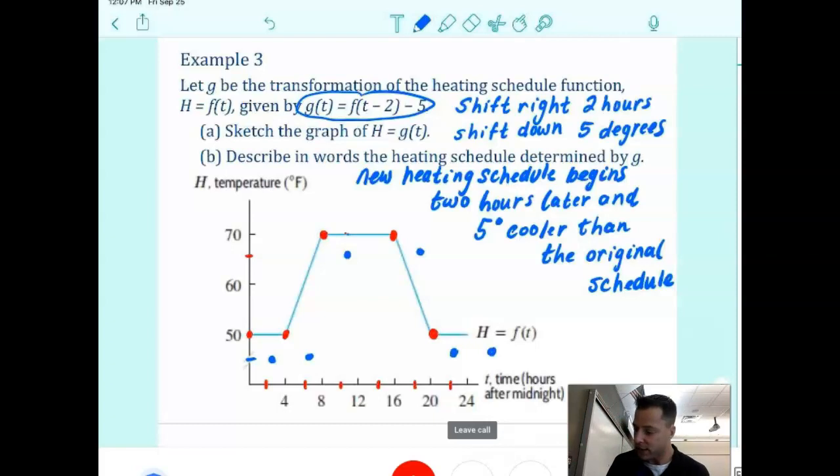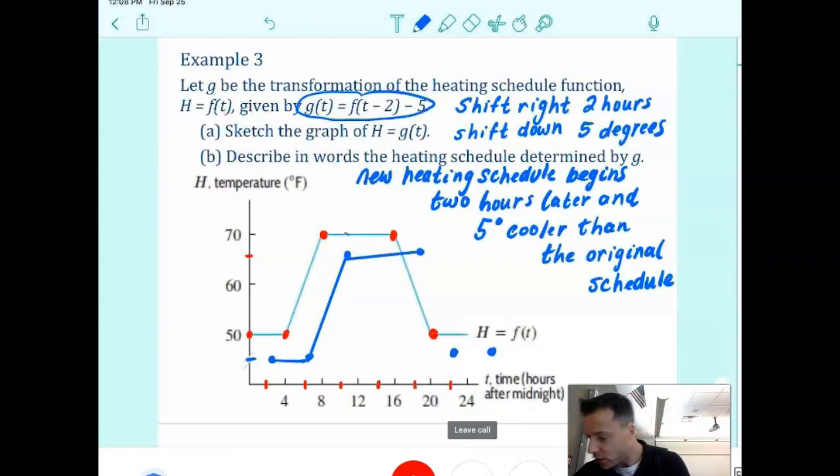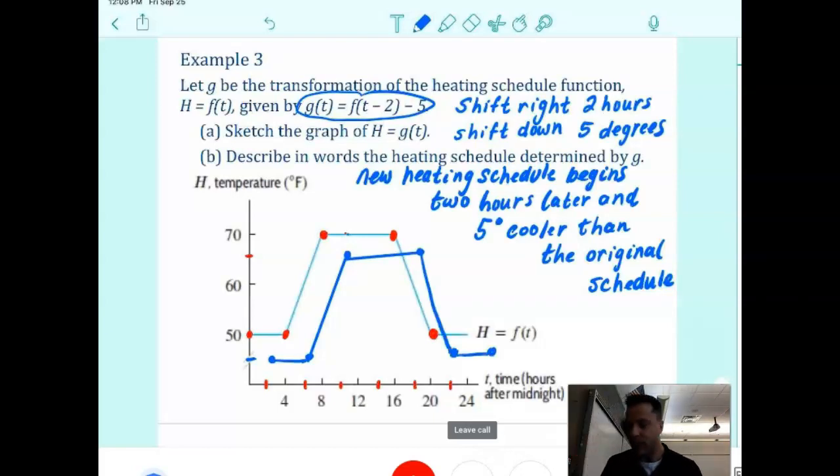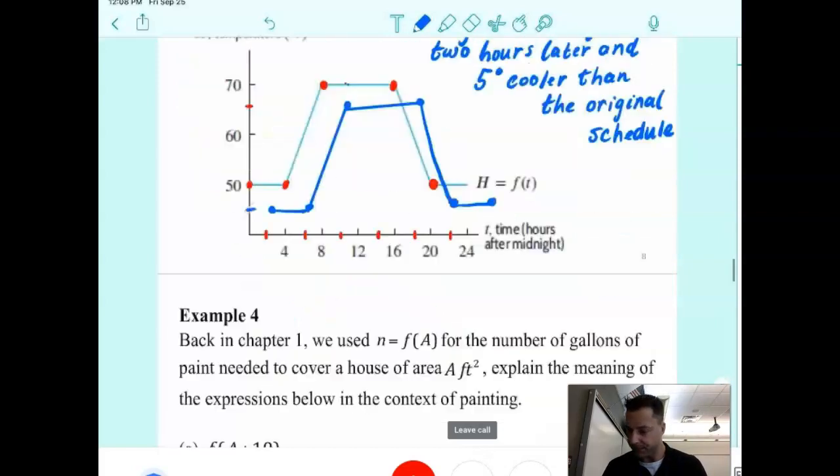Okay, so here is our new graph. This is our G of X graph, or excuse me, G of T graph. And we've already talked about what it means. About as good as I can make it here on my tablet. That line in the middle should be straight. It's not quite because I'm using a tablet. So there's the graph and there's the description. This new schedule starts 2 hours later and is 5 degrees cooler. Let's move on to the last example here.